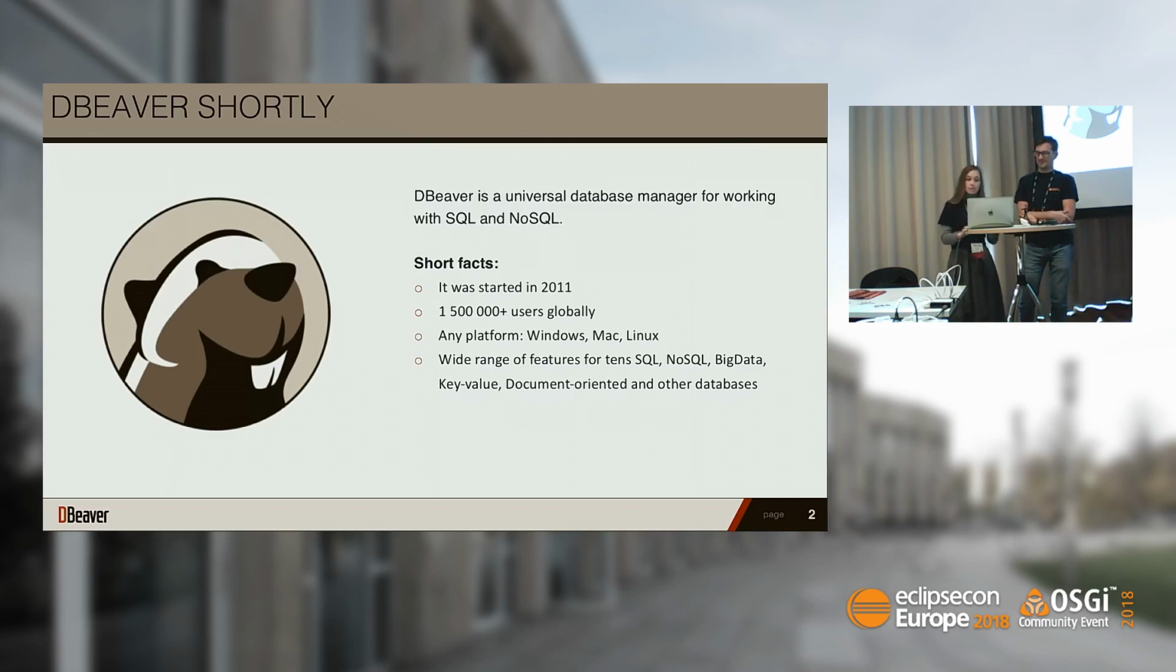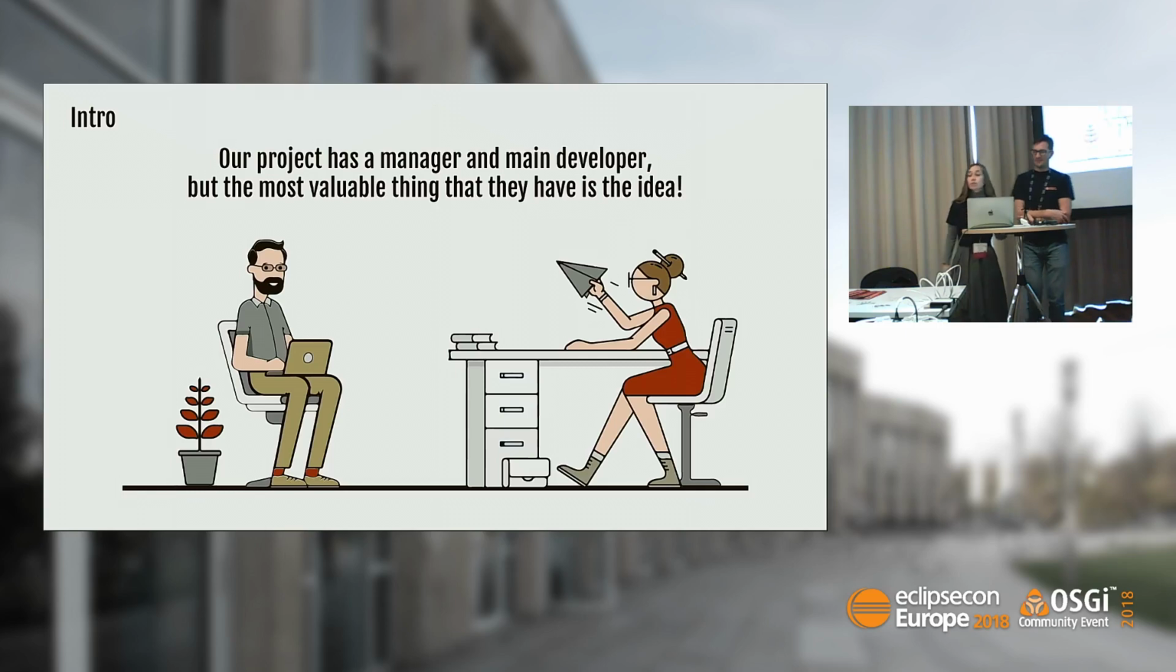with databases. Our talk is a short fairy tale about an imaginary project. It has two main characters. It's Mike and Mary, developer and manager, and we will go through the main stages of the project and show you how DBeaver can help at each of them. So let's start. We have a manager, we have a developer, and they have an idea.